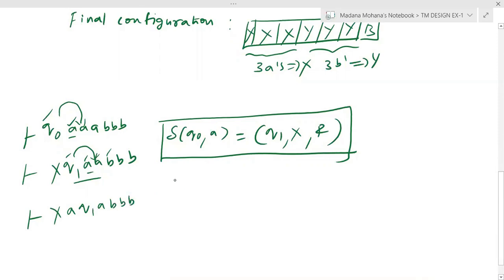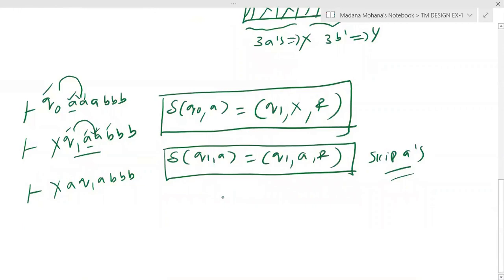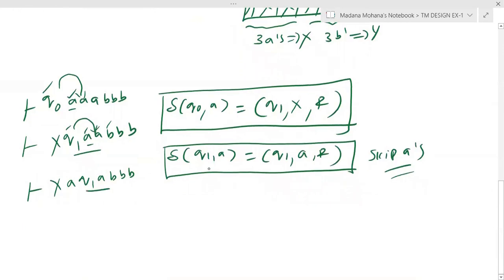Now what is the transition we used? This is a new transition, delta of Q1 on input A. Here we are not changing the state: same state, A is replaced with A, then it moves right. That means this transition is used to skip A's. Now again you can apply the same transition because we have another A. Now A is replaced with A, it moves right without changing the state. Now in Q1, the remaining inputs are B, B, B.